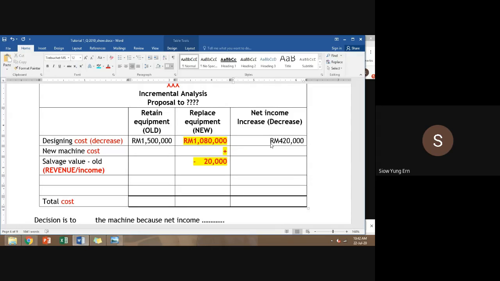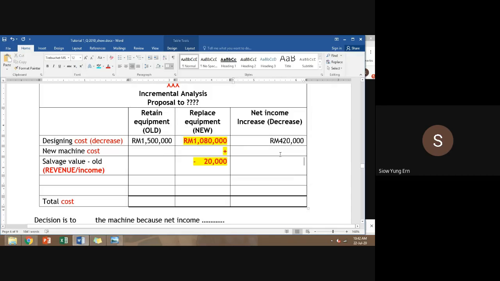420,000. Okay, positive. Next one, new machine cost. Correct, negative, because from 0 increase to 180,000. So cost increase, net income decrease. Negative 180,000.